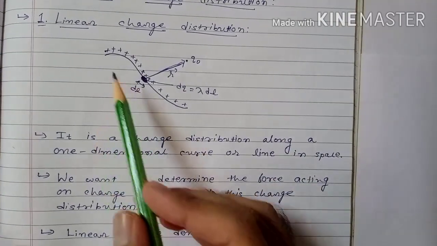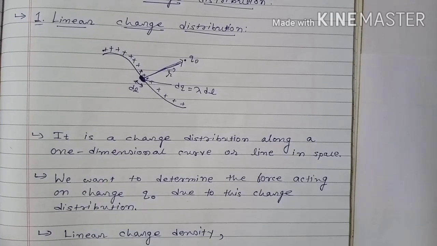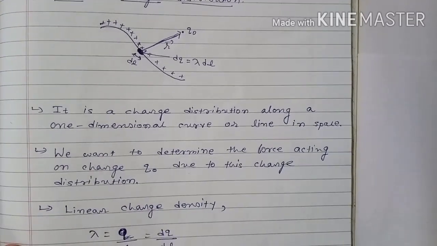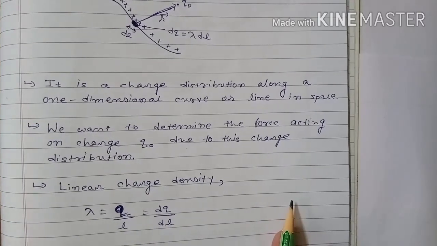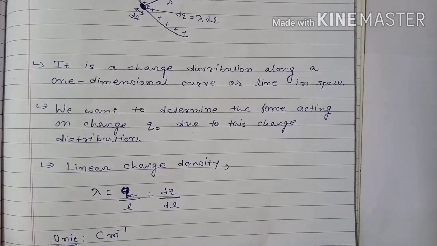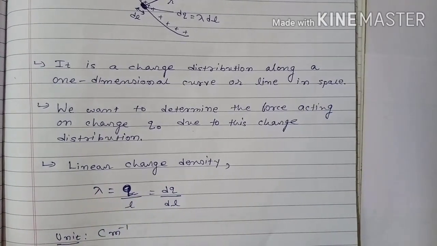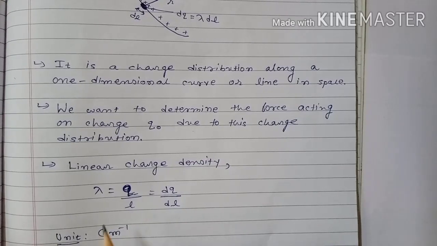So we can find the total force due to the first charge, second charge, third charge, fourth charge, but it will be very difficult for us to find the net force. So we have to take the help of charge density. When charge is distributed on one wire in one dimensional space, then we have to take linear charge density. Linear charge density is the ratio of charge to length. So charge per unit length is called linear charge density.